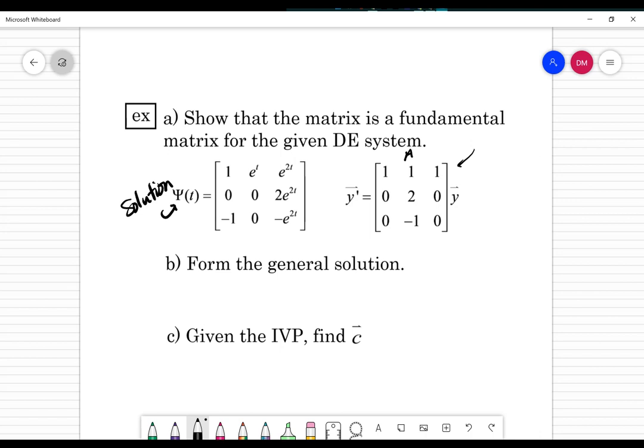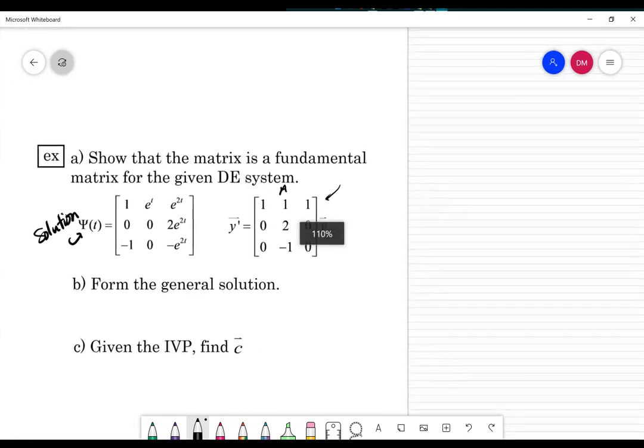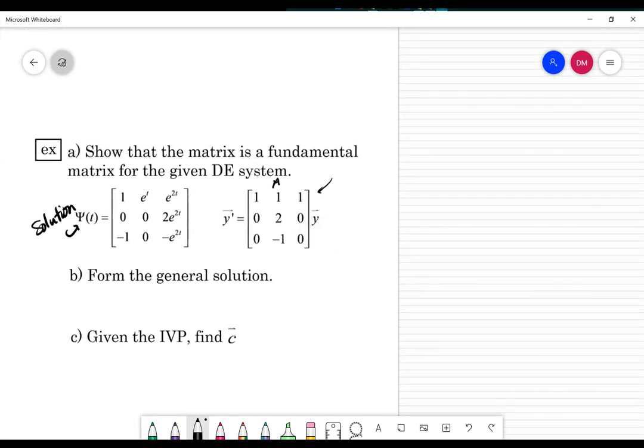So we want to form the general solution. Actually, let me not skip to that. Let's go ahead and prove that that is in fact a fundamental matrix. Now, one thing we could do is take each individual column, find its derivative, and verify this using substitution. I won't go through and do that again. We did that together in class when we did this the first time. What I'm going to do is simply verify using the Wronskian.